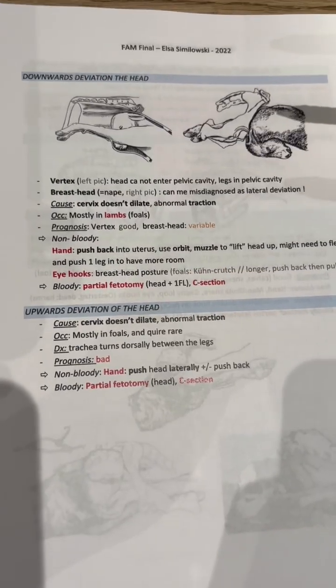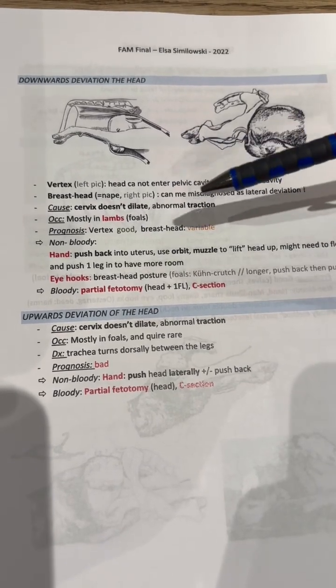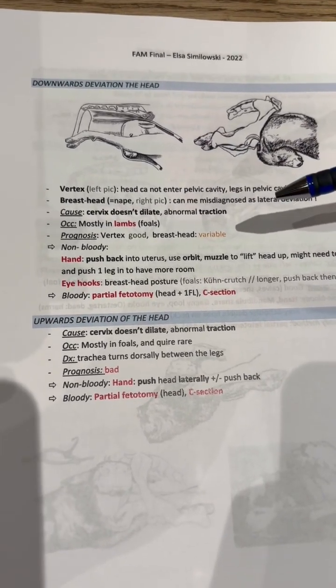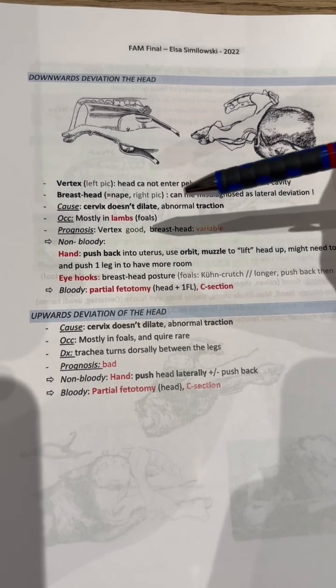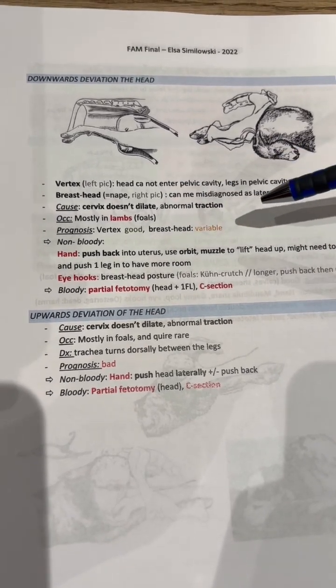The cause of both of these is when the cervix does not dilate, or there's abnormal tractions. These occur mostly in lambs, and the prognosis is good. For breast head, it can vary.